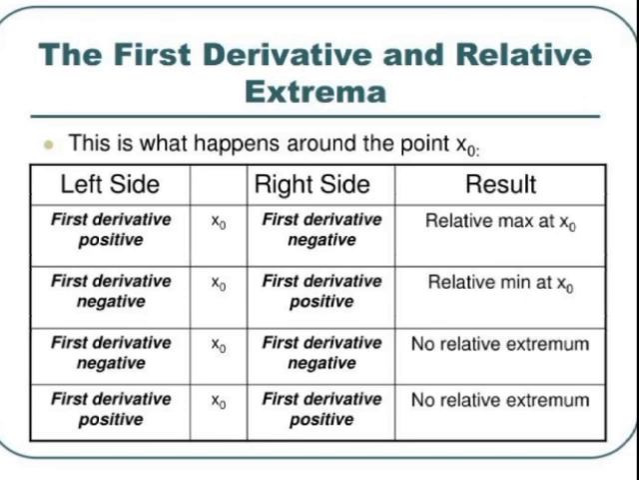First, the first derivative at relative extrema. This is what happens around the point x sub 0. So this is the left side, right side, and third side. That would be all. Thank you.